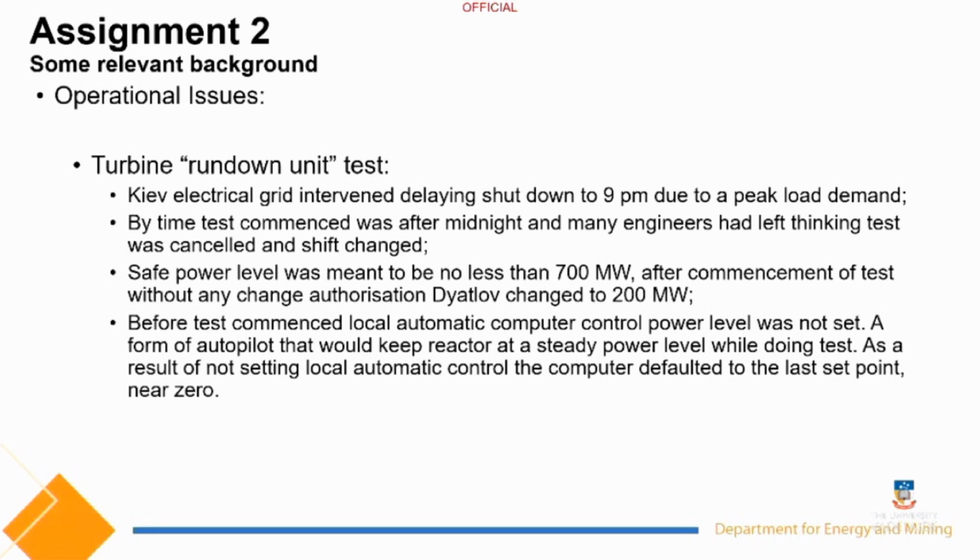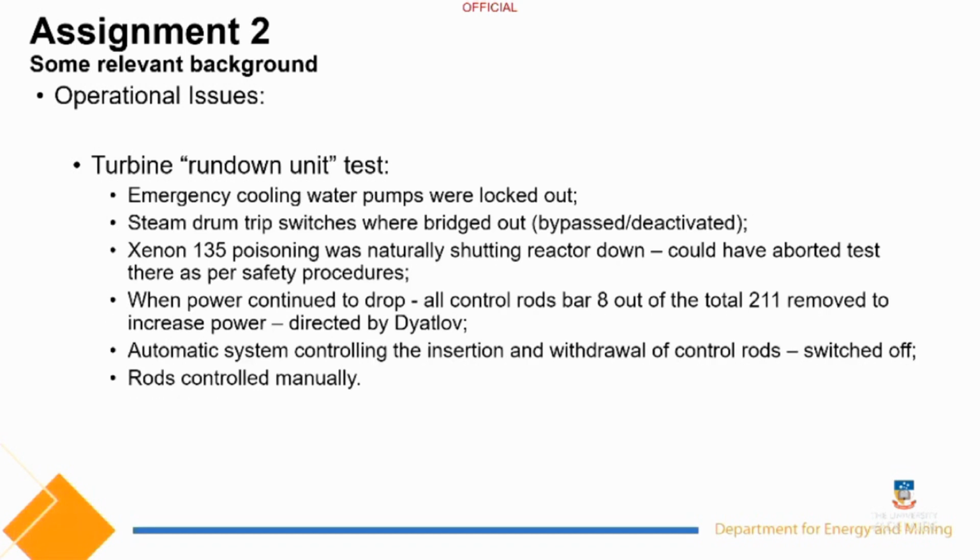Before the test commenced, the local automatic computer controlled power level, which I explained earlier, was not set. This is a form of autopilot that would keep the reactor at a steady power level while they're doing the test. As a result of not setting this local automatic control, the computer defaulted to the last set point, which was 0. And that's why the reactor started to go down.